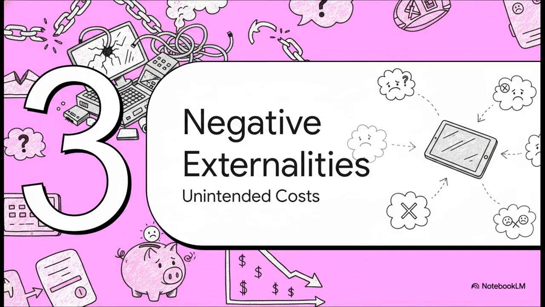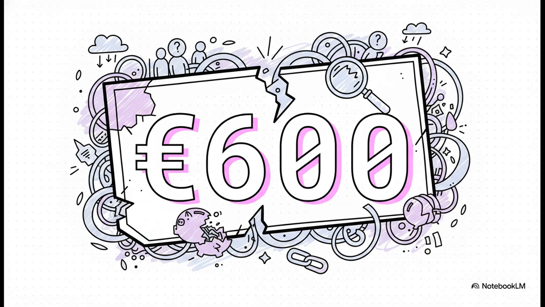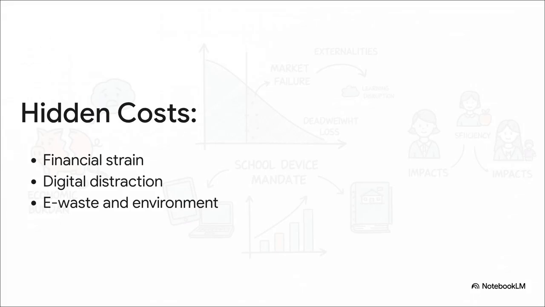Which brings us to part 3, unintended negative externalities. Now, a mandated device might have a very visible upfront price tag, say €600. But that number, it's basically an illusion. In economics, the sticker price rarely tells the whole story. That clean, simple number completely obscures a cascading strain that gets placed on individual households, the classroom environment, and even society at large. Economists call these hidden burdens negative externalities.